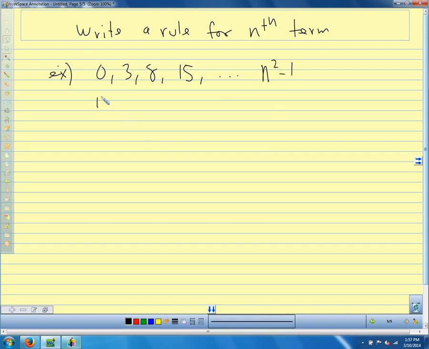This is 1 squared minus 1, 2 squared minus 1, 3 squared minus 1, 4 squared minus 1. Looks good to me. So my nth term here would be n squared minus 1. For the terms that we have here, this rule would work. If we got more terms and the pattern changed, then we'd have to work a little harder. But for the 4 terms we have, this looks like a perfect rule. So we want to find a relationship between the term and the number that's in the term. Let's look at another one.